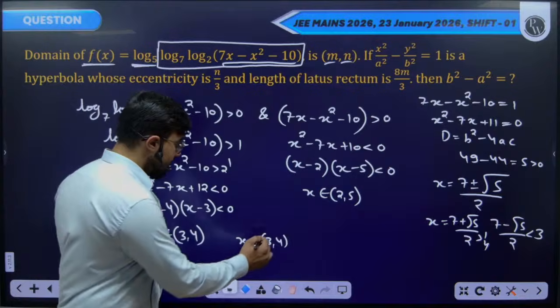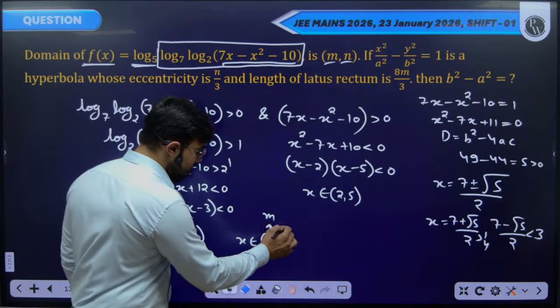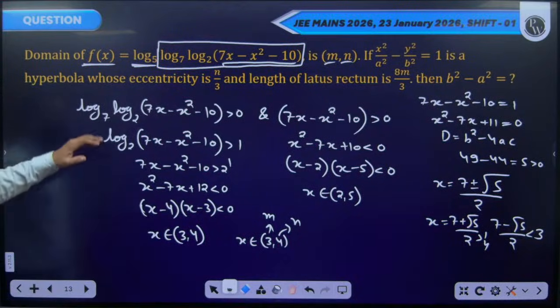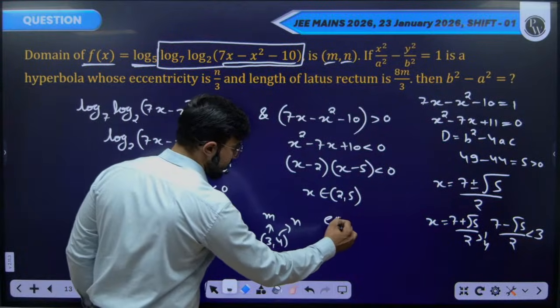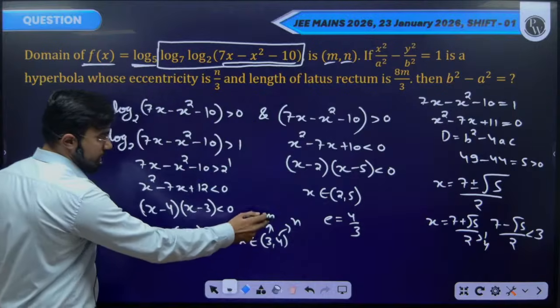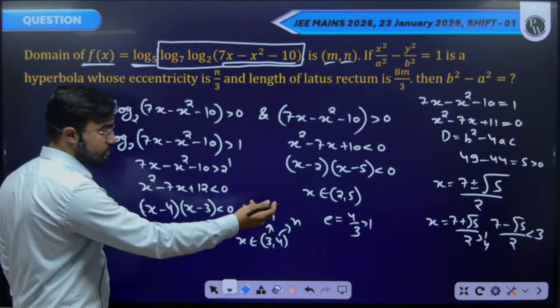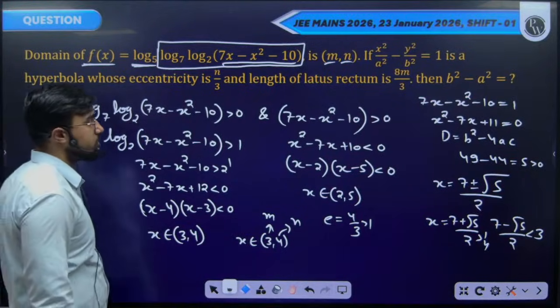So this is your domain. This is the value of m and this is the value of n. So what is the eccentricity of this hyperbola? The eccentricity of this hyperbola is 4 by 3, since n is 4. So 4 by 3 is the eccentricity of the hyperbola. Our calculation was correct because this is greater than 1. For a hyperbola, it must be greater than 1.